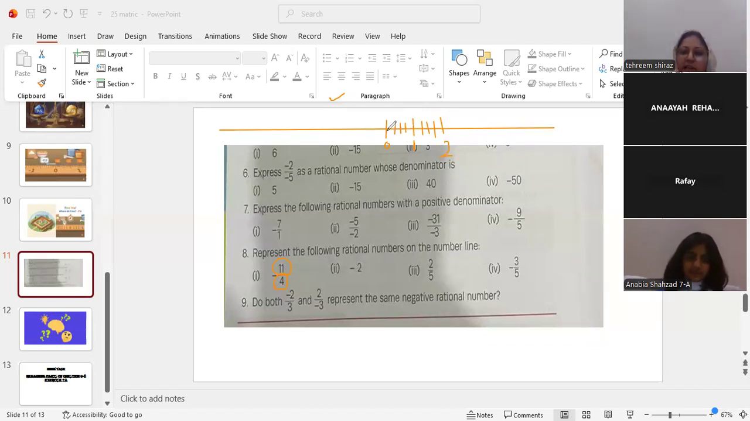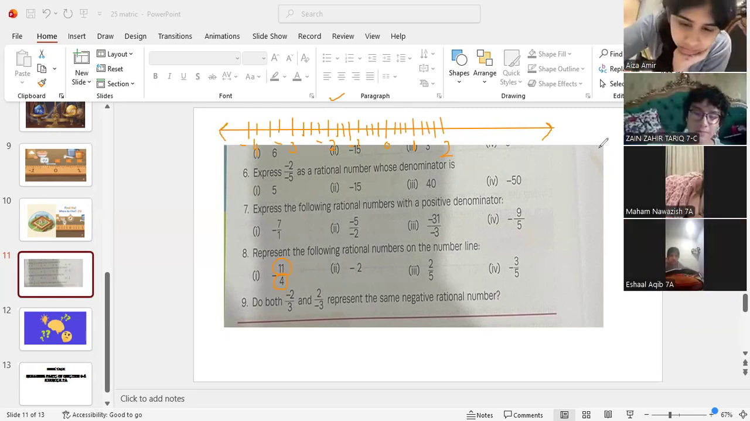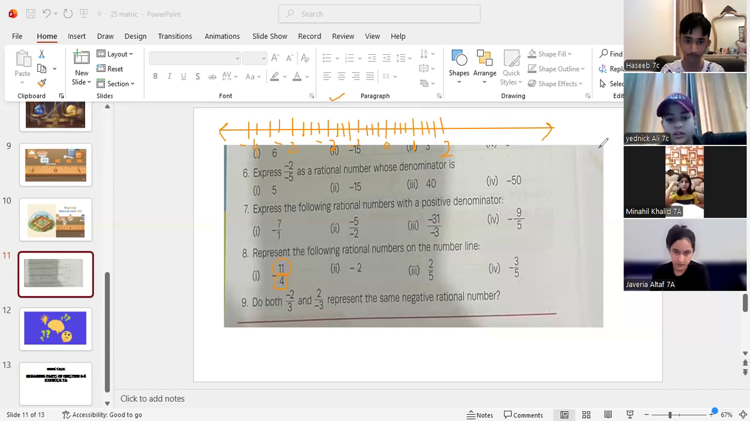Now, same is the case on the left hand side. On the left hand side, I will leave 4 spaces and write -1. Then 4 spaces, I will write -2. Then 4 spaces, I will write -3. Then 4 spaces, I will write -4. Is this step clear to everyone? Yes, Yadnik, is this clear? Yes, ma'am.